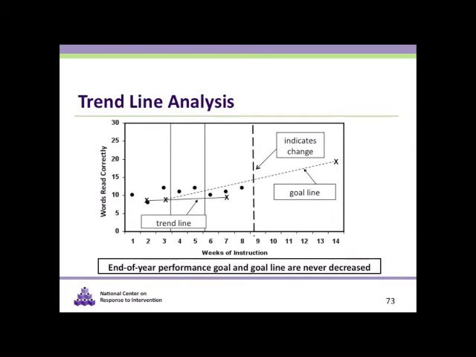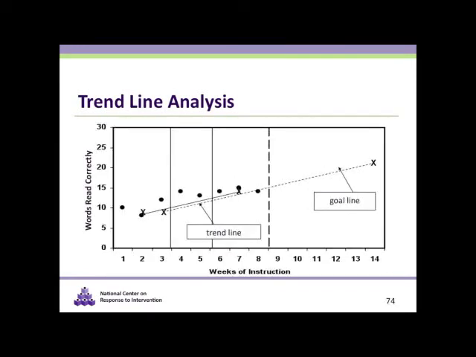The teacher reevaluates the student graph in another 7 to 8 data points. Again, the end-of-year performance goal and goal line are never decreased. In this graph, the trend line is similar to the goal line. If the trend line matches the goal line, then no change is currently needed for the student. The teacher reevaluates the student graph in another 7 to 8 data points to determine whether an end-of-year performance goal or an instructional change needs to take place.